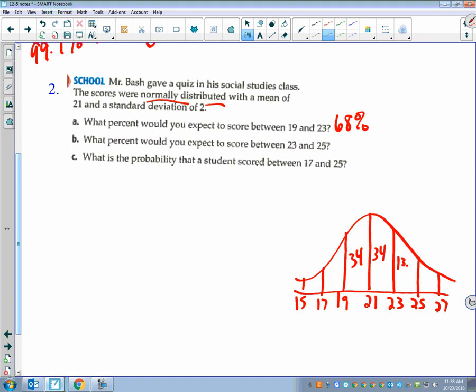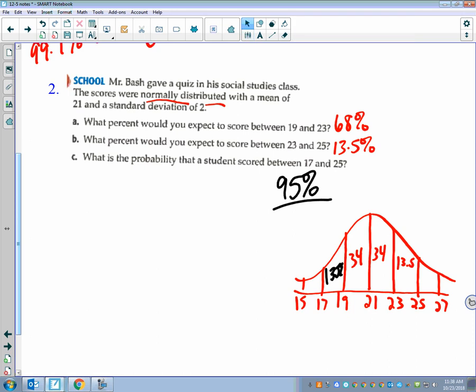What percent would you expect to score between 23 and 25? Well, the next number I gave you up there was 13.5%. So between 23 and 25, that's 2 standard deviations away, only on this side, so 13.5%. And what is the probability that a student scored between 17 and 25? Well, 17 to 25, 17 would be also 13.5%. So that would be within 2 standard deviations. Probability is a percent, right? So 95% chance that they scored between 17 and 25.